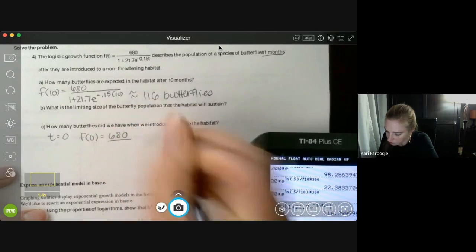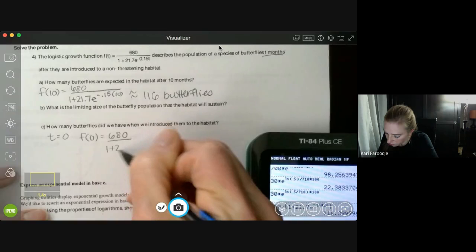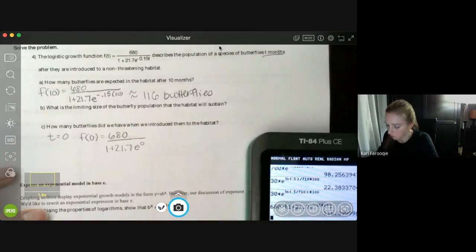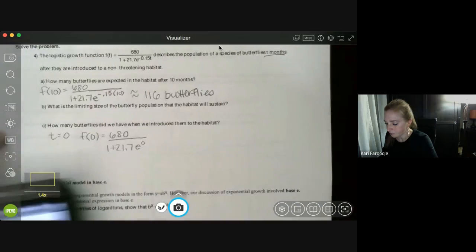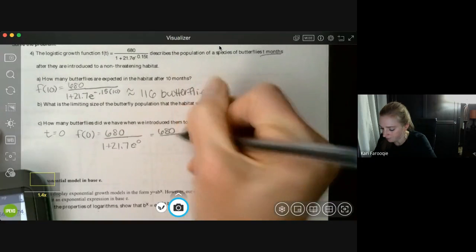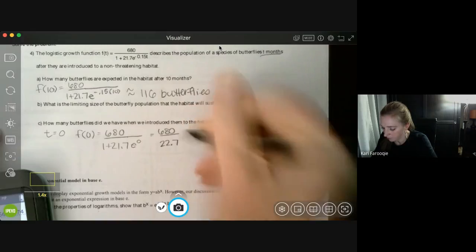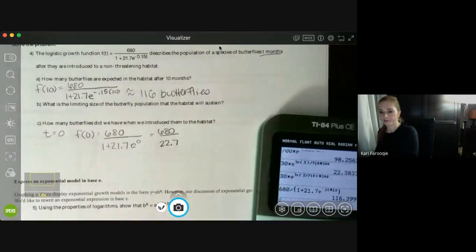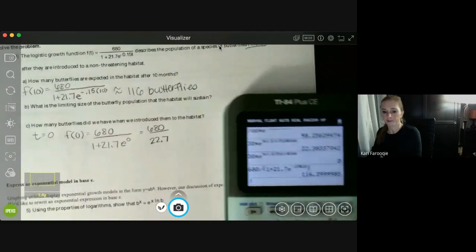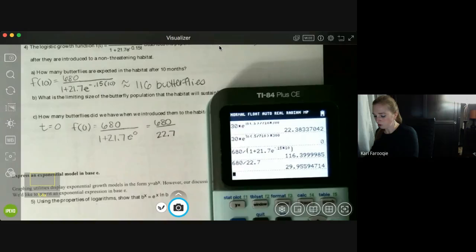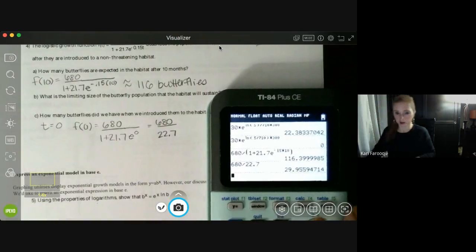So f of 0 is 680 divided by 1 plus 21.7 e to the 0. e to the 0 is 1. Therefore, it's going to be 22.7. So you'll have 680 divided by 22.7, which is approximately 30 butterflies.